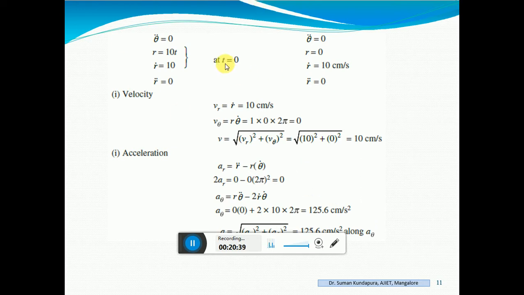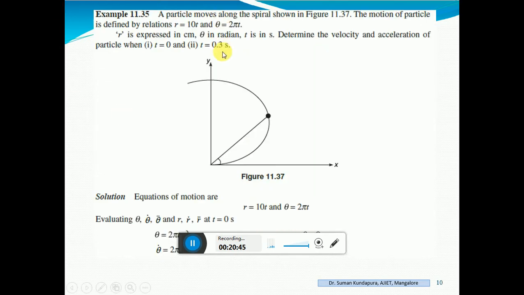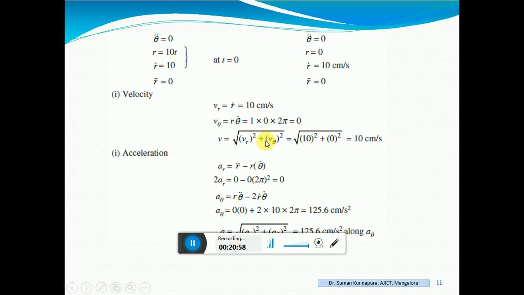So here only t is equal to 0 is solved. You please solve for the other, it's an exercise. Please solve for t is equal to 0.3 seconds and check. First find out the derivatives of the given equation, this and this, and substitute 0.3 seconds and find out what is the velocity and acceleration.